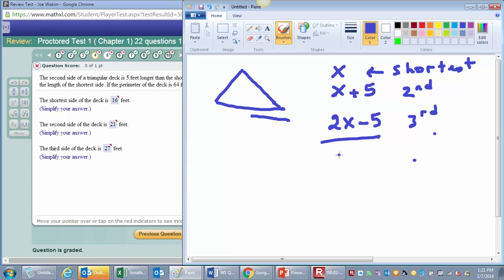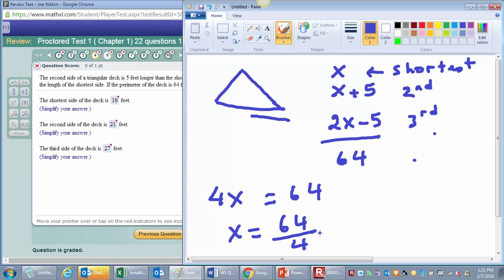The sum is 64. So x plus 2x plus 2x is 5x. Wait, x plus x plus 2x is 4x. 5 minus 5 is 0, and that's equal to 64. So the shortest side would be 64 divided by 4. So 6 by 4 is 1, remainder is 2, 24 by 4 is 6. So that's the shortest side, 16.